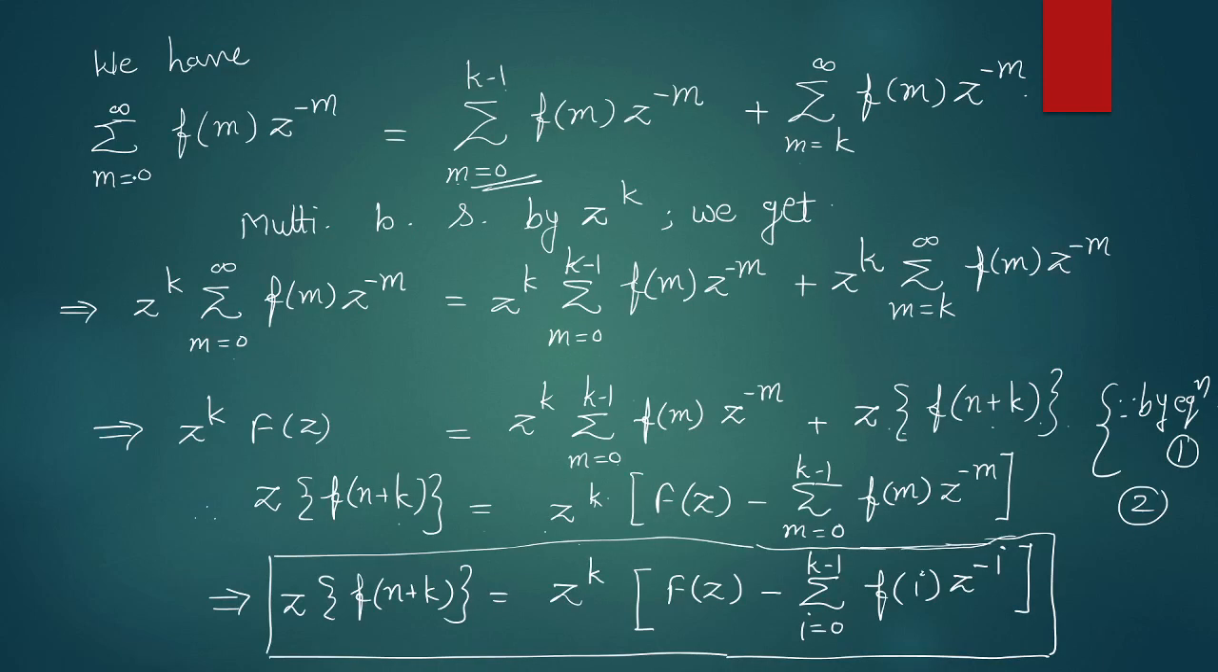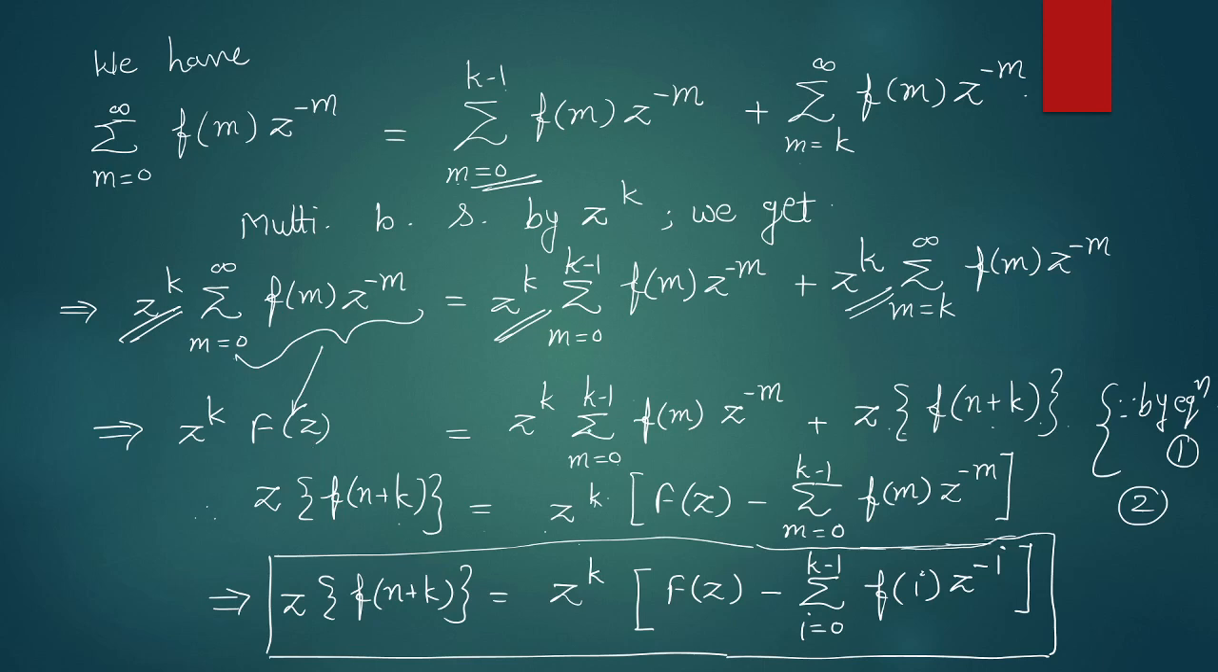Now we consider this summation m equal to 0 to infinity f of m z to the power minus m. Here we break the summation terms from m equal to 0 to k minus 1 and k to infinity, and then multiply both sides by z to the power k. Then we get here the z to the power k term. Now we know that this is the definition of z transform, and this value equals capital F of z.